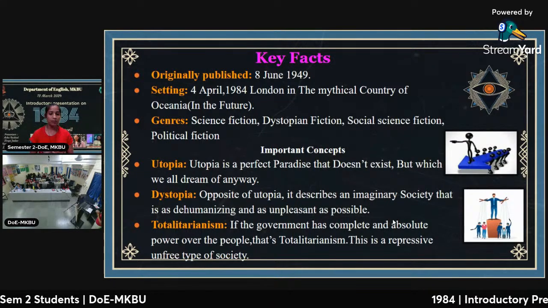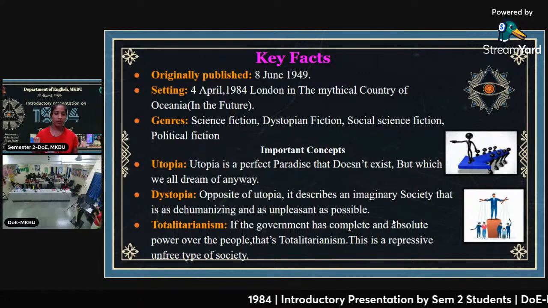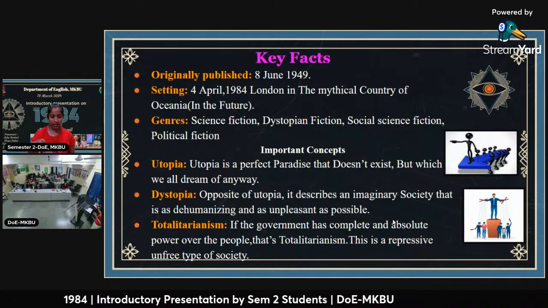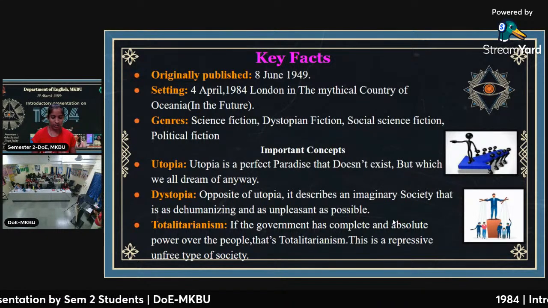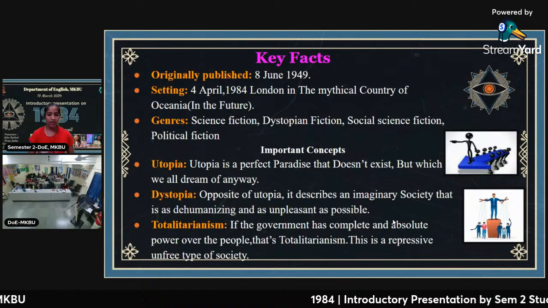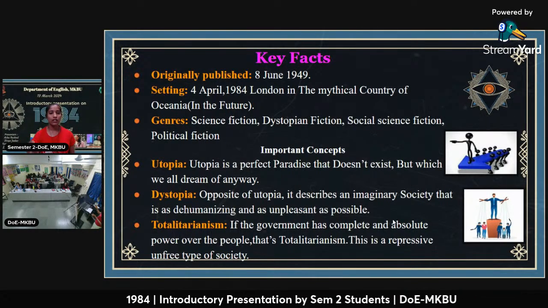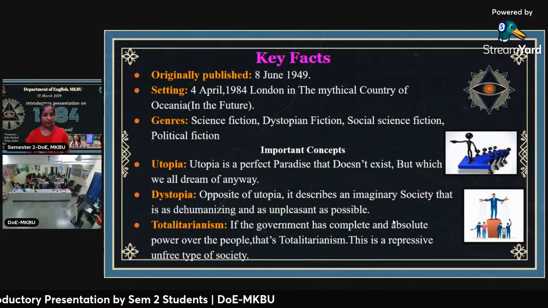Utopia. Utopia is a perfect paradise that doesn't exist, but we all dream of anyway. Utopia is a pleasure provider. It is an imaginary society where no one is bad. Thomas More used this term for the first time. Then dystopia. 1984 is considered a dystopian novel.